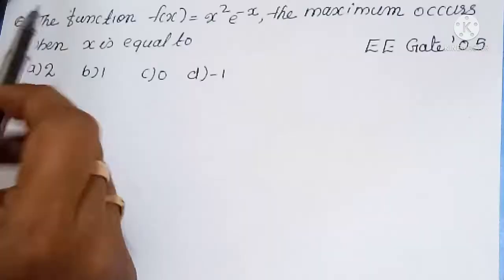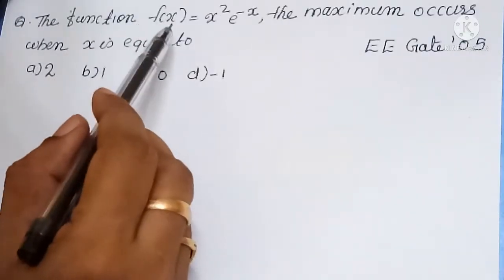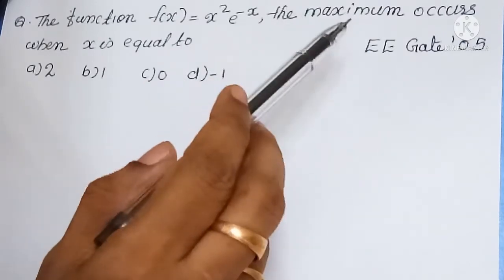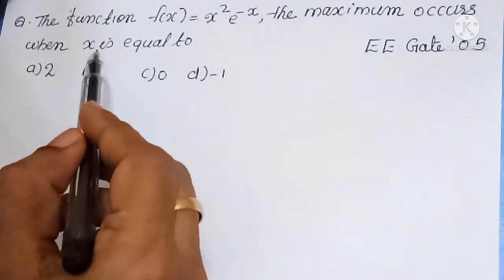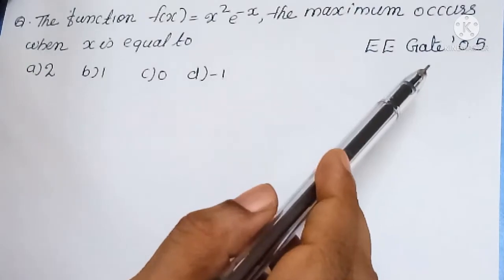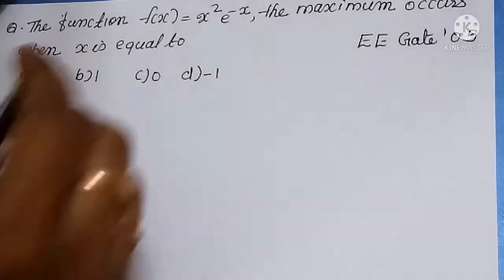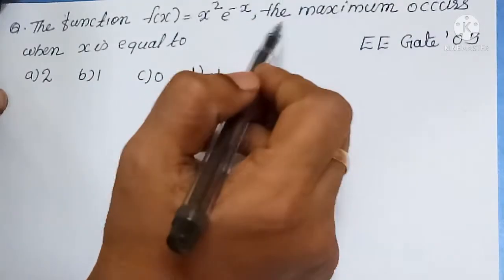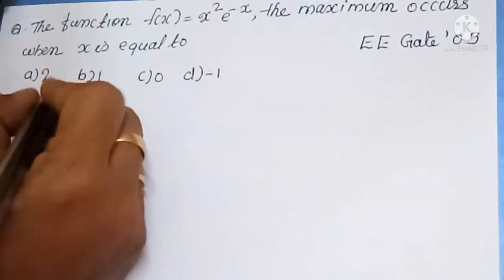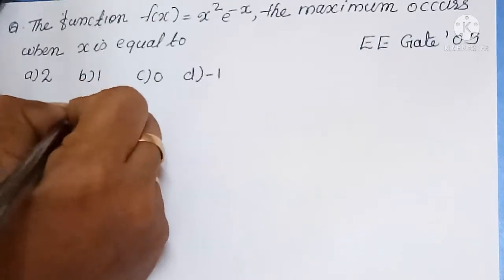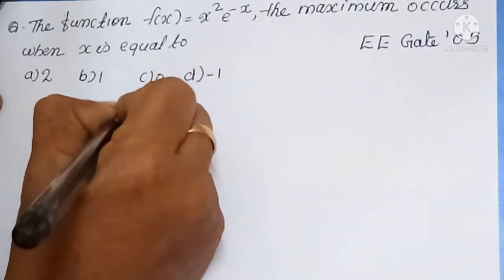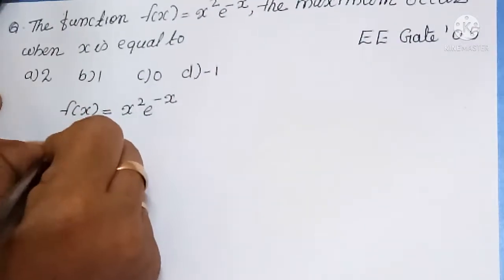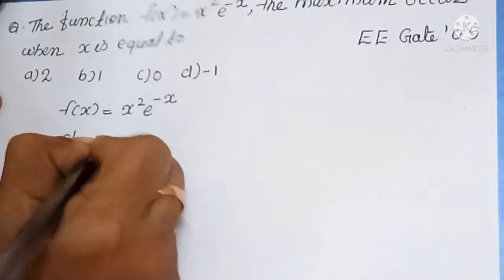Question. The function f of x equal to x square e raised to minus x. The maximum occurs when x is equal to. This is a GATE 2005 question. Here we need to find the x value that gives the maximum of f of x. For that, we can write the function f of x equal to x square into e raised to minus x.